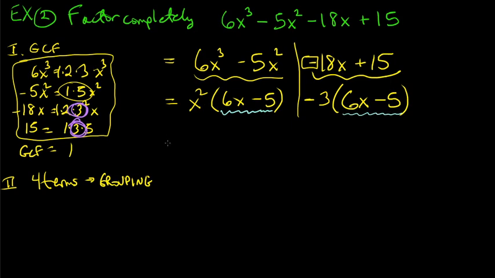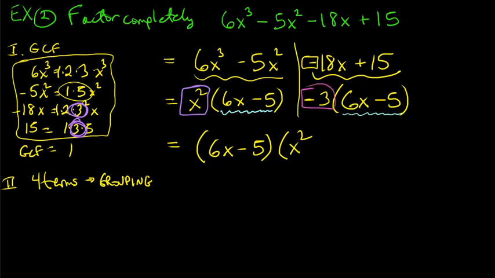So this is going to work because the 6x minus 5 is now our common factor. Even though it's a binomial, it's 2 terms, it is a common factor for both of these terms. So we'll factor out the 6x minus 5 and multiply by x squared, and this negative 3 here. Okay, or at least okay so far.